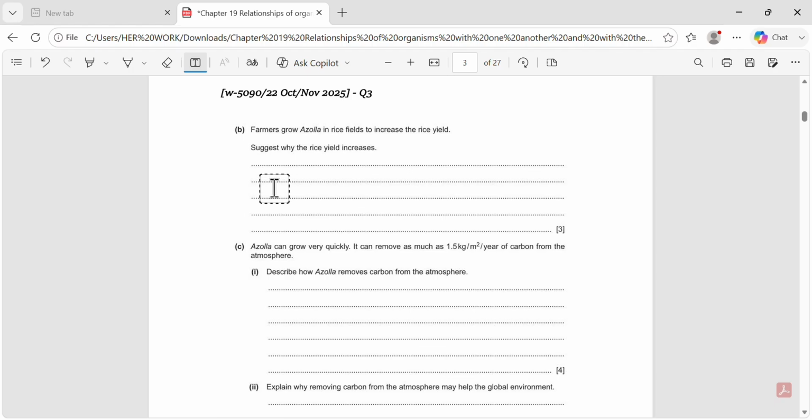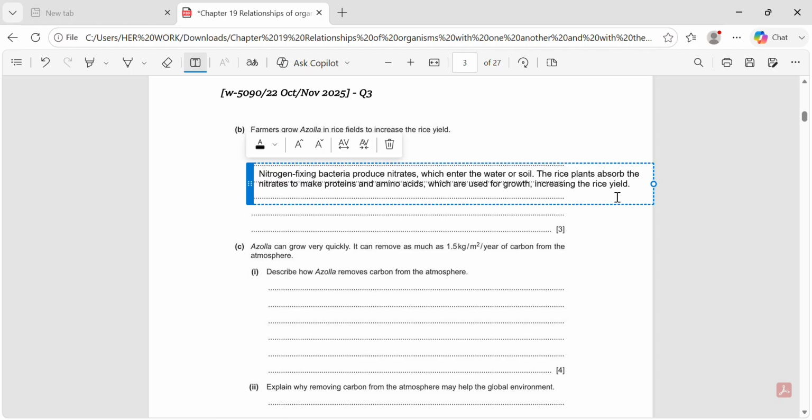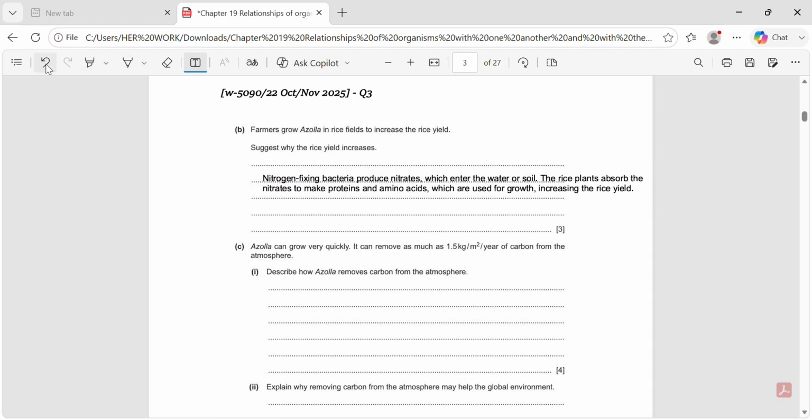Better growth results in a higher rice yield. So the answer we write is, nitrogen-fixing bacteria produce nitrates, which enter the water or soil. The rice plants absorb the nitrates to make proteins and amino acids, which are used for growth, increasing the rice yield. Now, first question of Part C asks, describe how azolla removes carbon from the atmosphere.